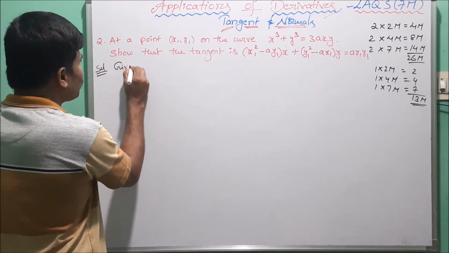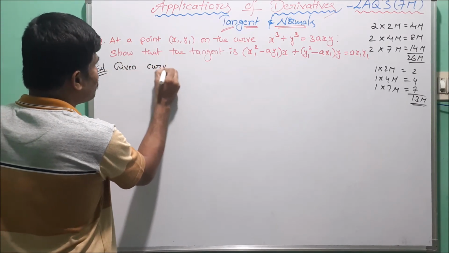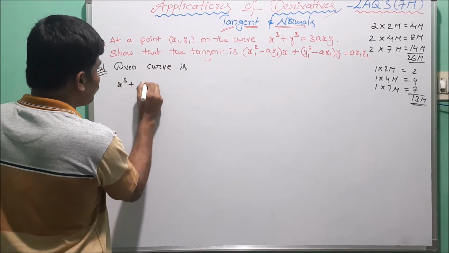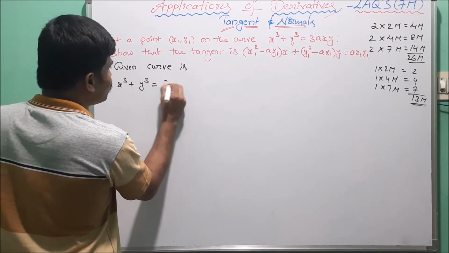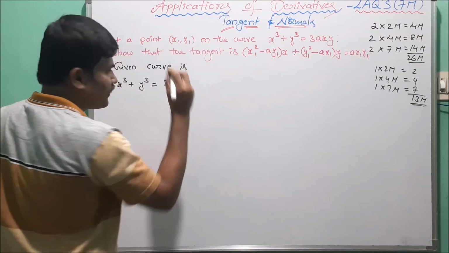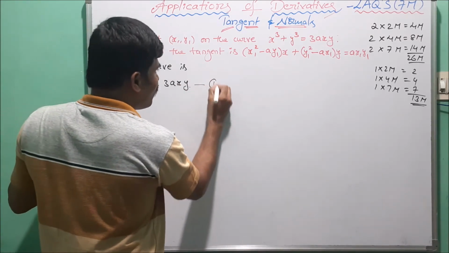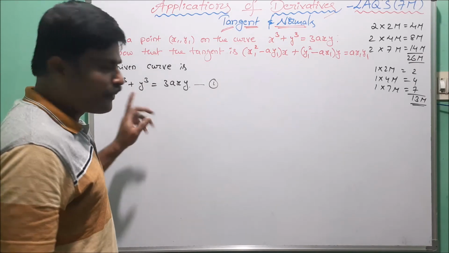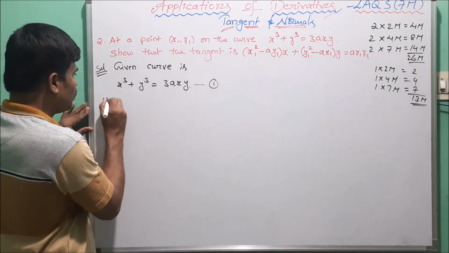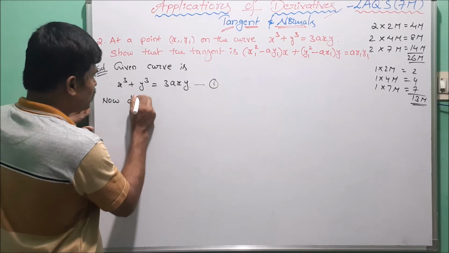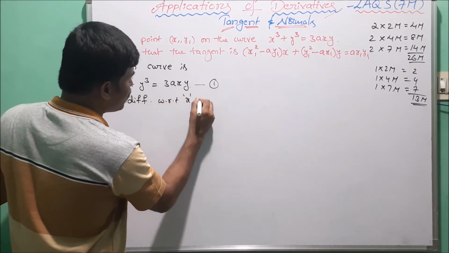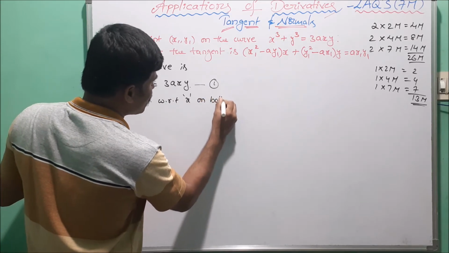Given curve is x cube plus y cube equals 3axy, which is equation 1. Now first we differentiate with respect to x on both sides.